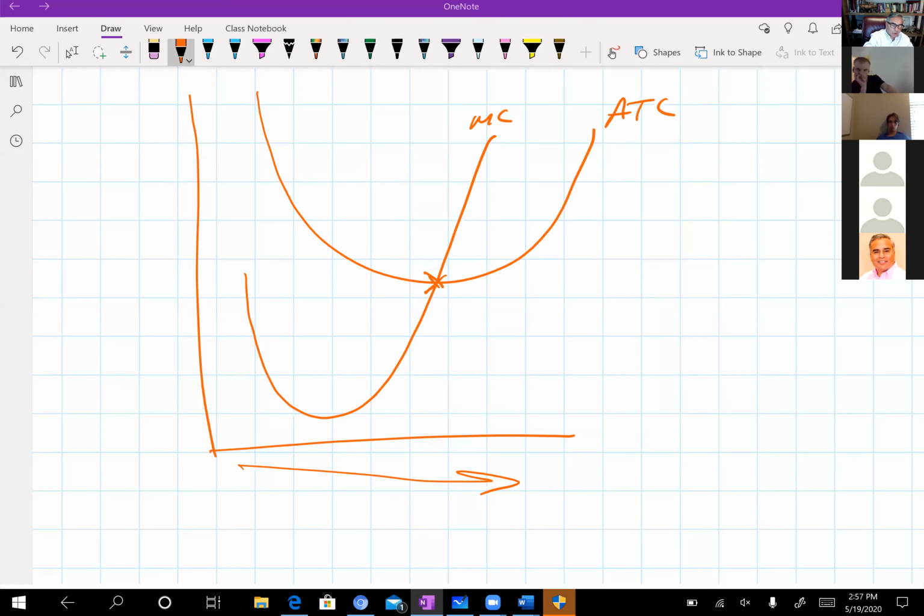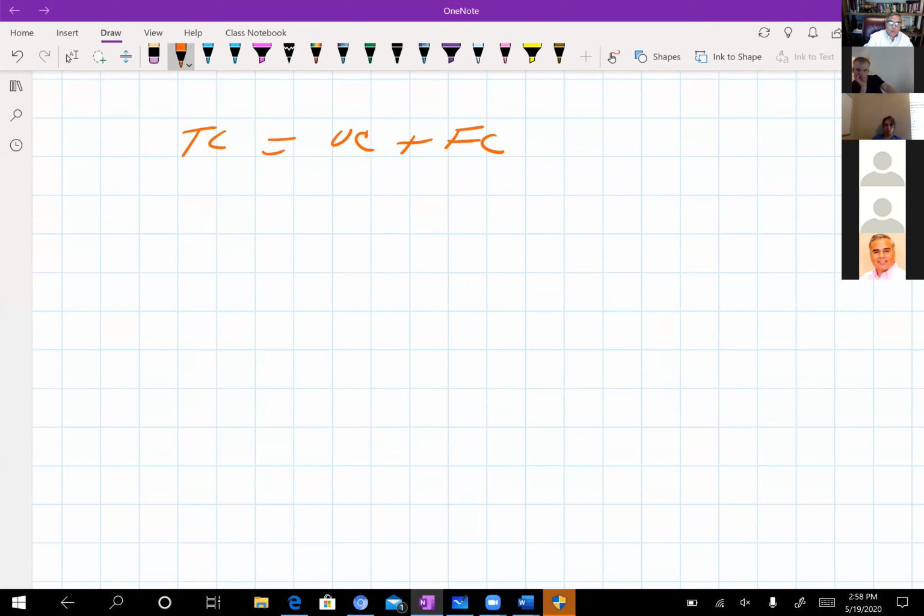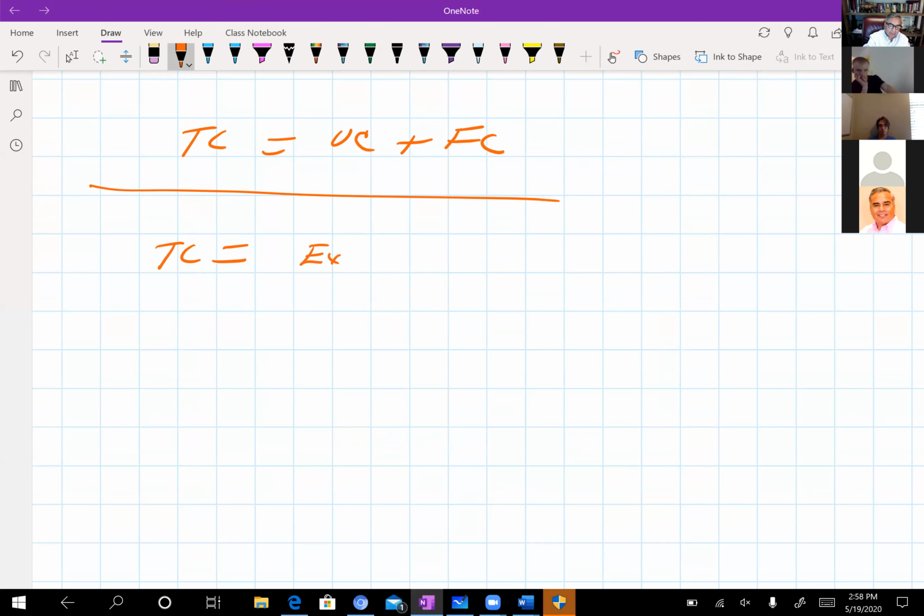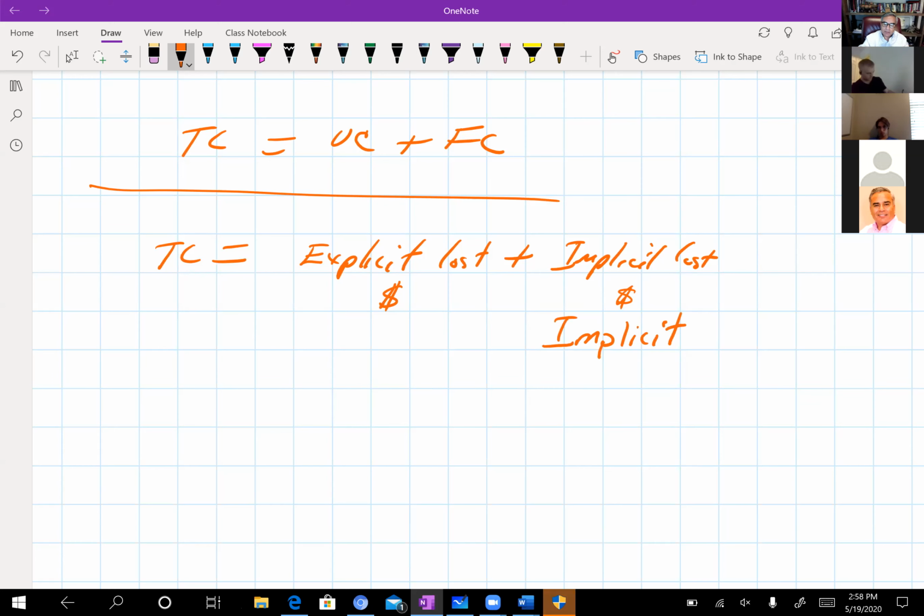Okay, total cost equals my variable cost plus my fixed cost. We already know that. That's what we learn in accounting. But in economics, we say, look, in reality, in many cases, if we want to know my total cost, I need to look at my explicit cost, and I also need to look at my implicit cost. Explicit cost is cost that you incur, things that you pay, payments that you make to other people. And implicit cost is the cost that you incur when you use something that belongs to you.